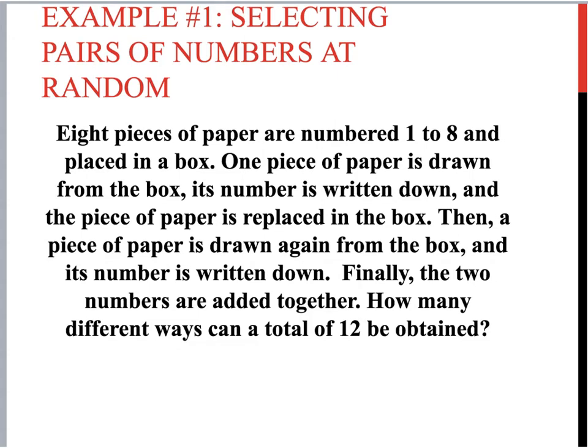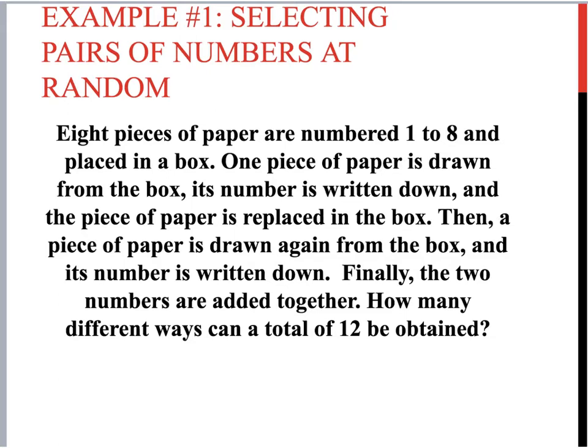So the question says 8 pieces of paper are numbered 1 to 8 and placed in a box. One piece of paper is drawn from the box, its number is written down, and the piece of paper is replaced in the box. Then a piece of paper is drawn again from the box, and its number is written down. Finally, the two numbers are added together. How many different ways can a total of 12 be obtained?